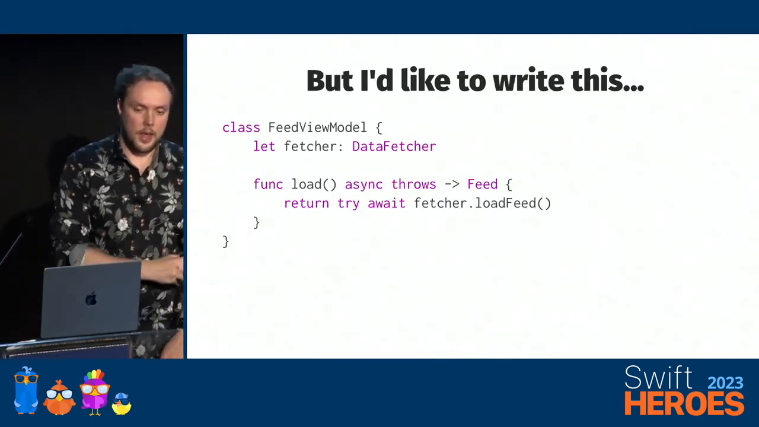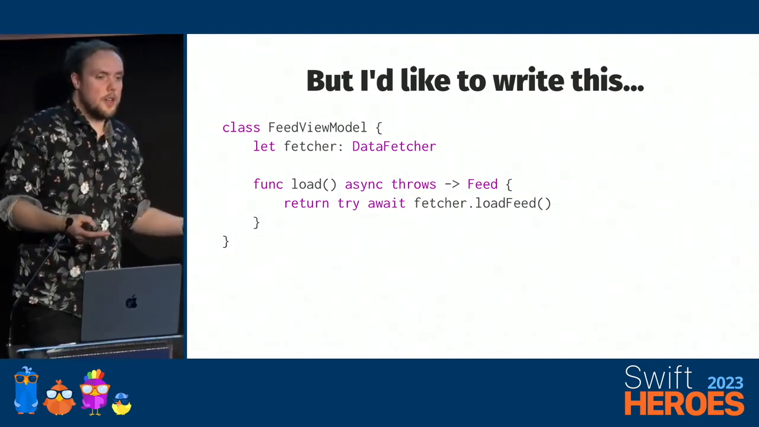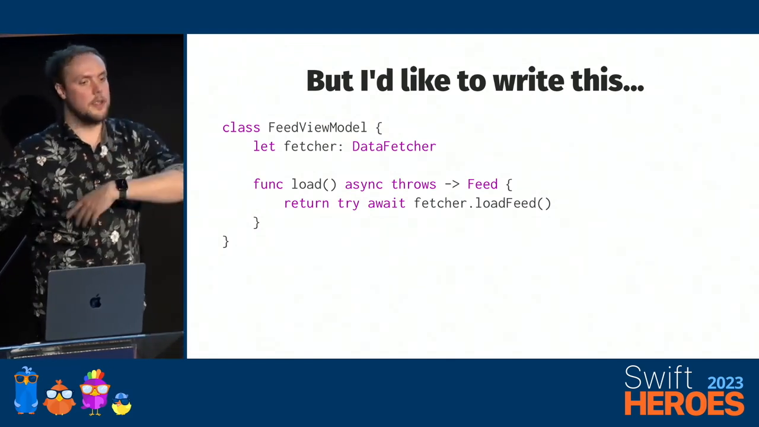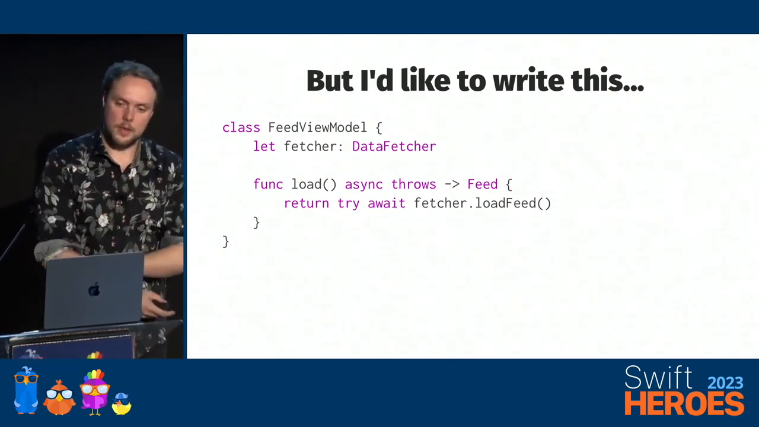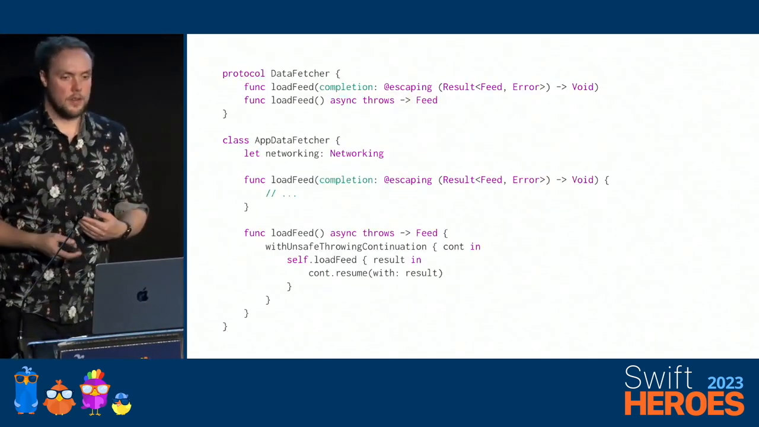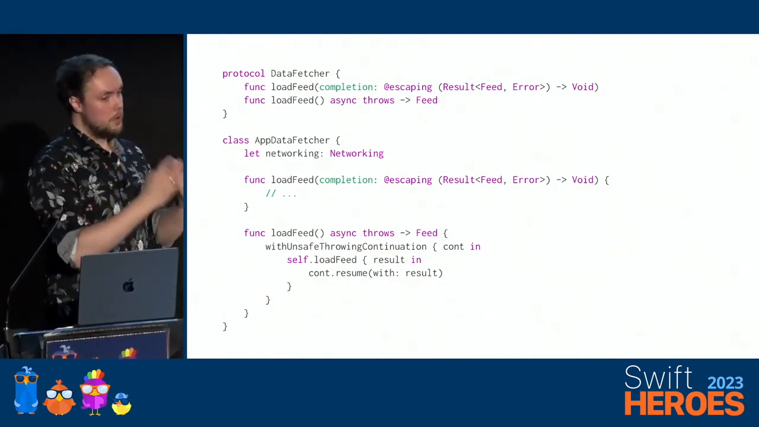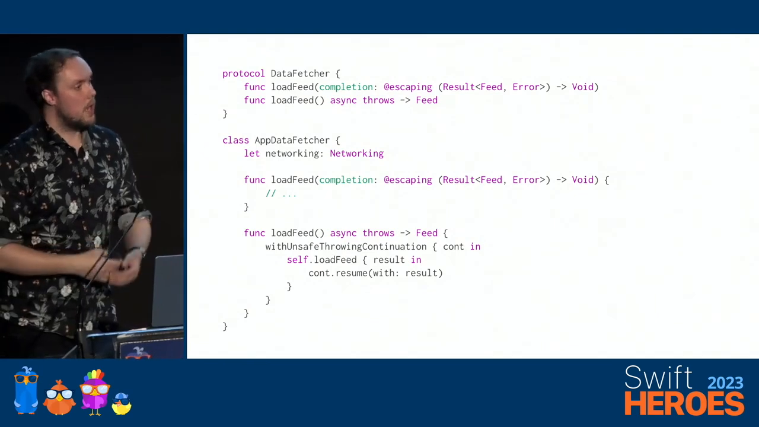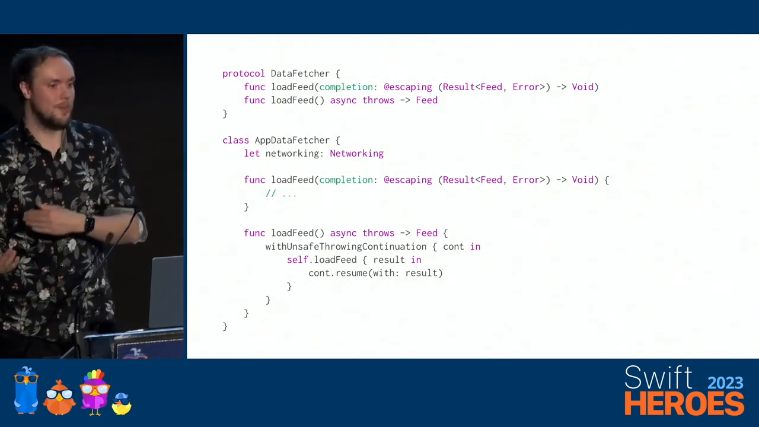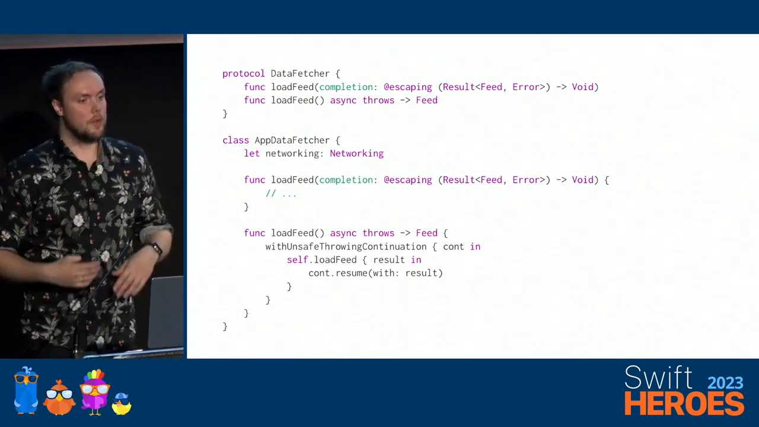But of course, in the end, I would like to write this. So in my load function on the view model, I don't want to use that continuation because that's more like a band-aid. So I want to start writing try await and then ask my fetcher to load the feed. And what's nice is that I can apply the same strategy on the fetcher. So on the fetcher, I can say that I will have both an old school callback-based load feed function and an async function. And the implementation of that can use a continuation to bridge my new API into the old code.